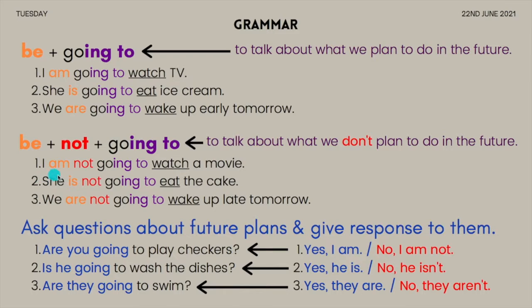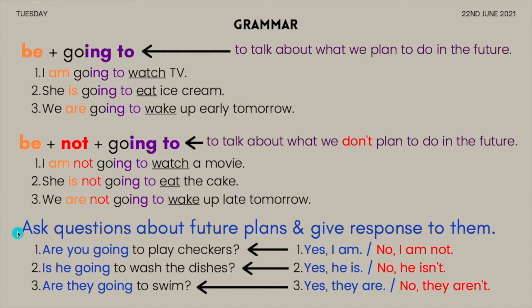Let's look again at the first example. Number 1. I am not going to watch a movie. Number 2. She is not going to eat the cake. Dia tak akan makan kek tu. Next, number 3. We are not going to wake up late tomorrow. Kita tidak akan bangun lambat esok. So, does it make sense? If you don't really understand, you can always replay this part.